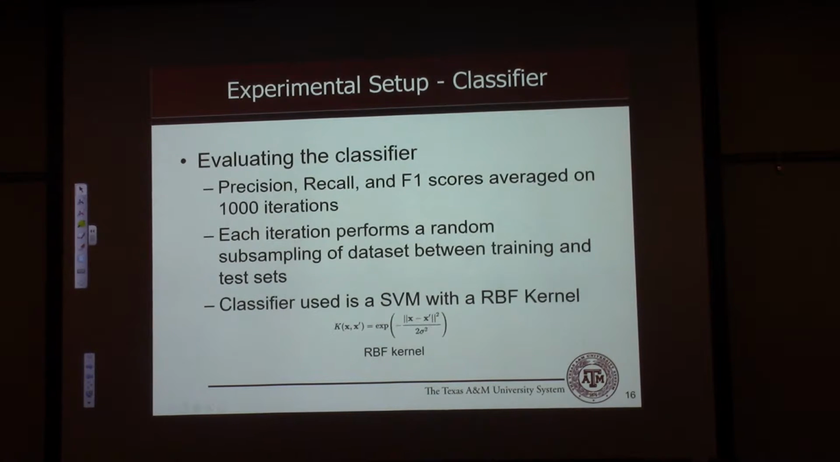And we computed precision, recall, and F1 scores, and the reported measures are the average of 1,000 iterations. On each one of those iterations we do a random subsampling on the data set. So we select different training set sizes, and we randomly select on each one of those iterations. Our support vector machine uses an RBF kernel, and it's on this SVM that we do the classification.